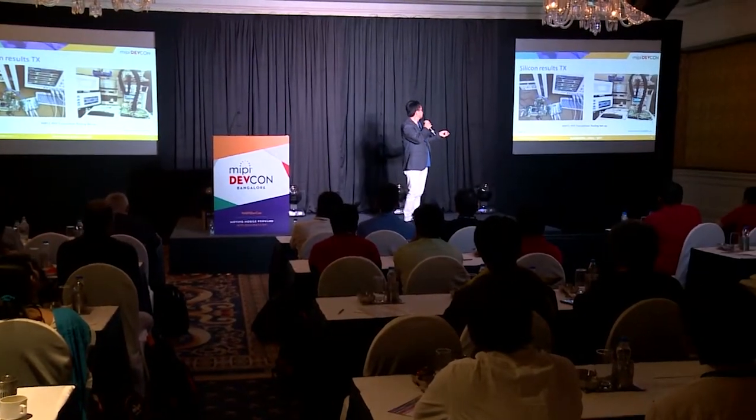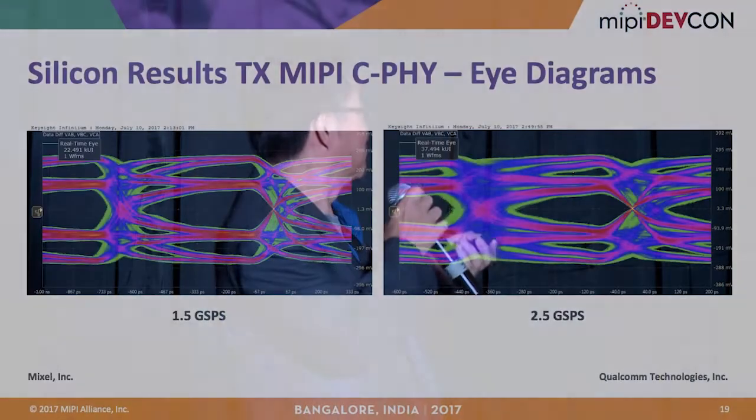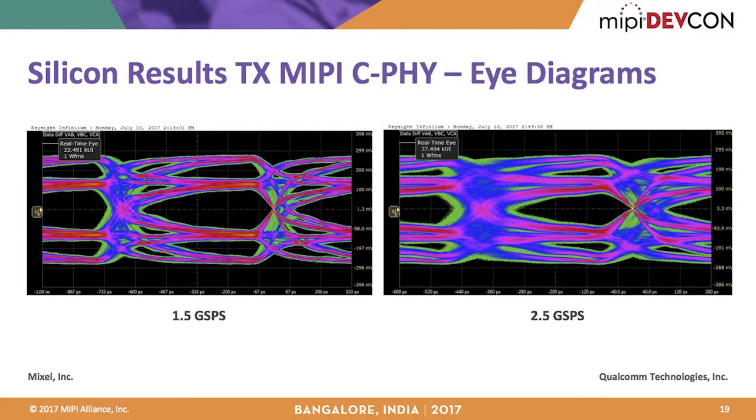So this is the setup, and this is the silicon result from the Mixel design. I think they're still optimizing it, but it was quite successful up to 2.5 gigabps. I'm sorry, 2.5 giga symbols per second. So we use different terminology, right? It's because C-PHY can send more bits than the symbol rate. It's 2.28 bits per symbol. Don't forget.